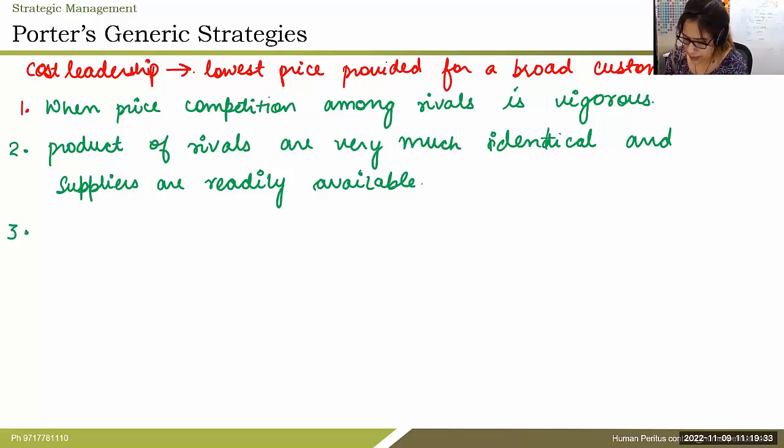The third is similarly the same way, when it is difficult to achieve differentiation.